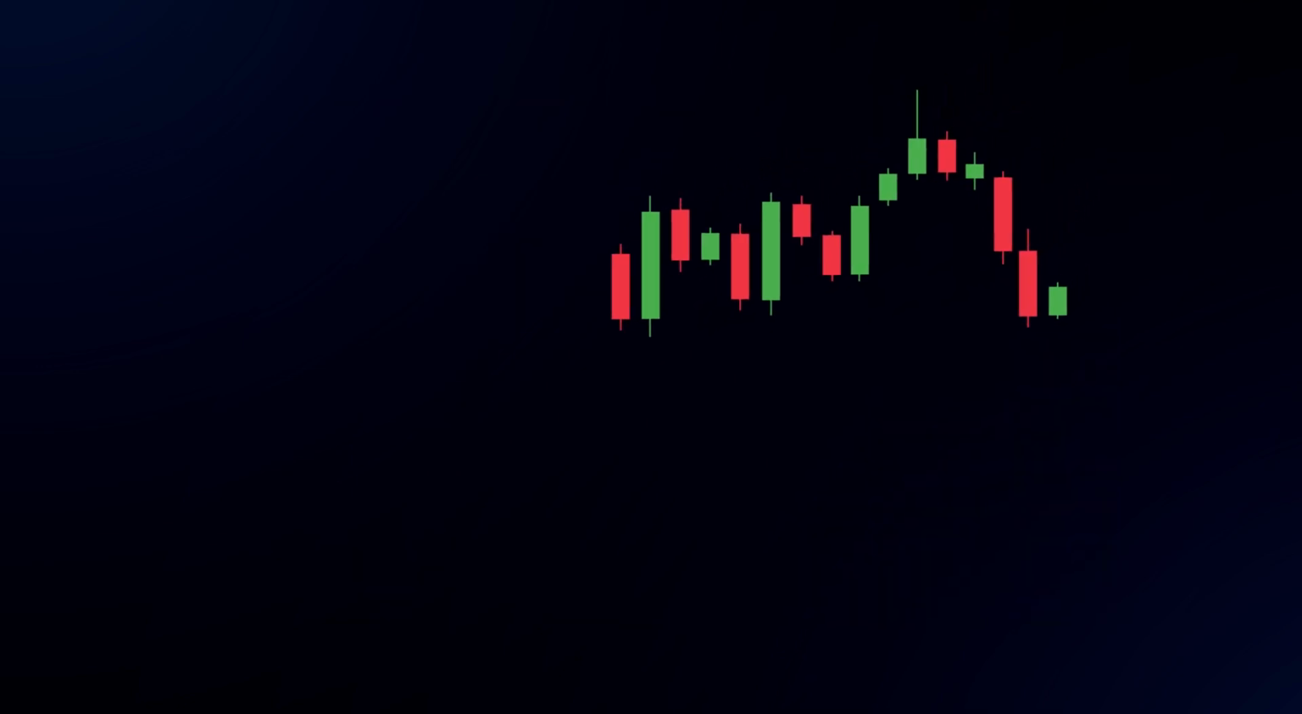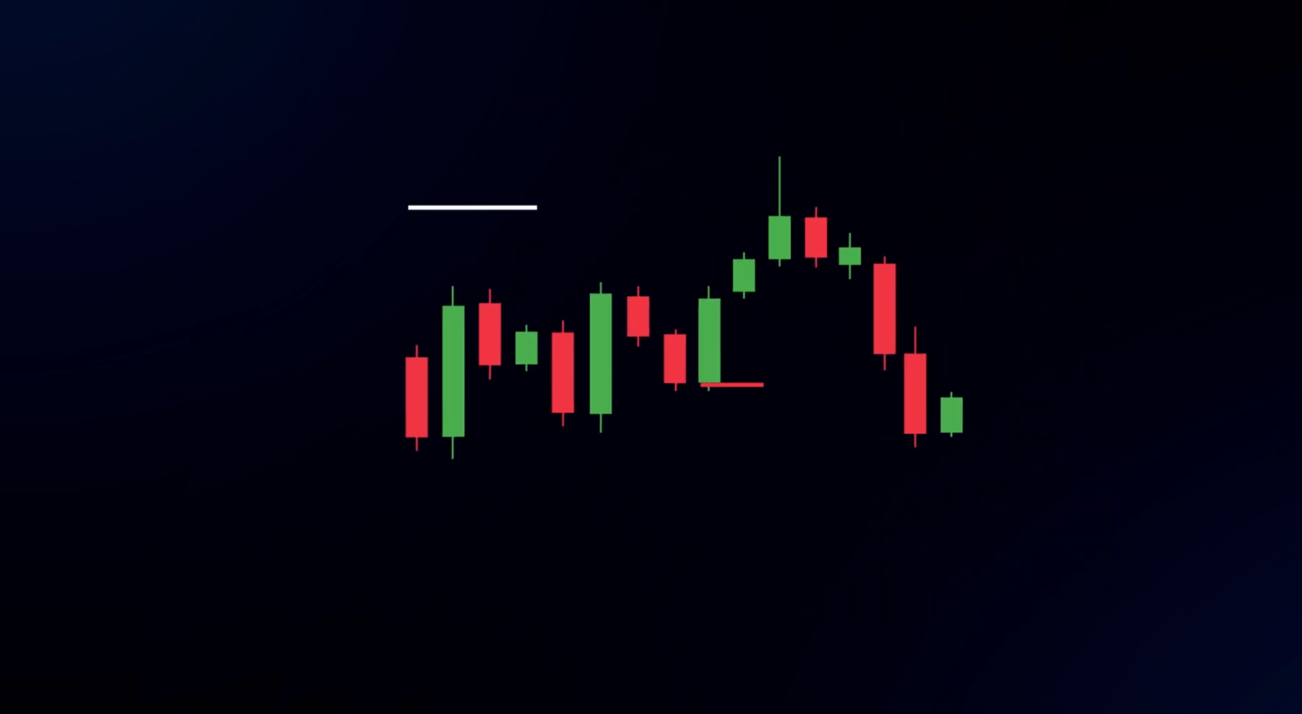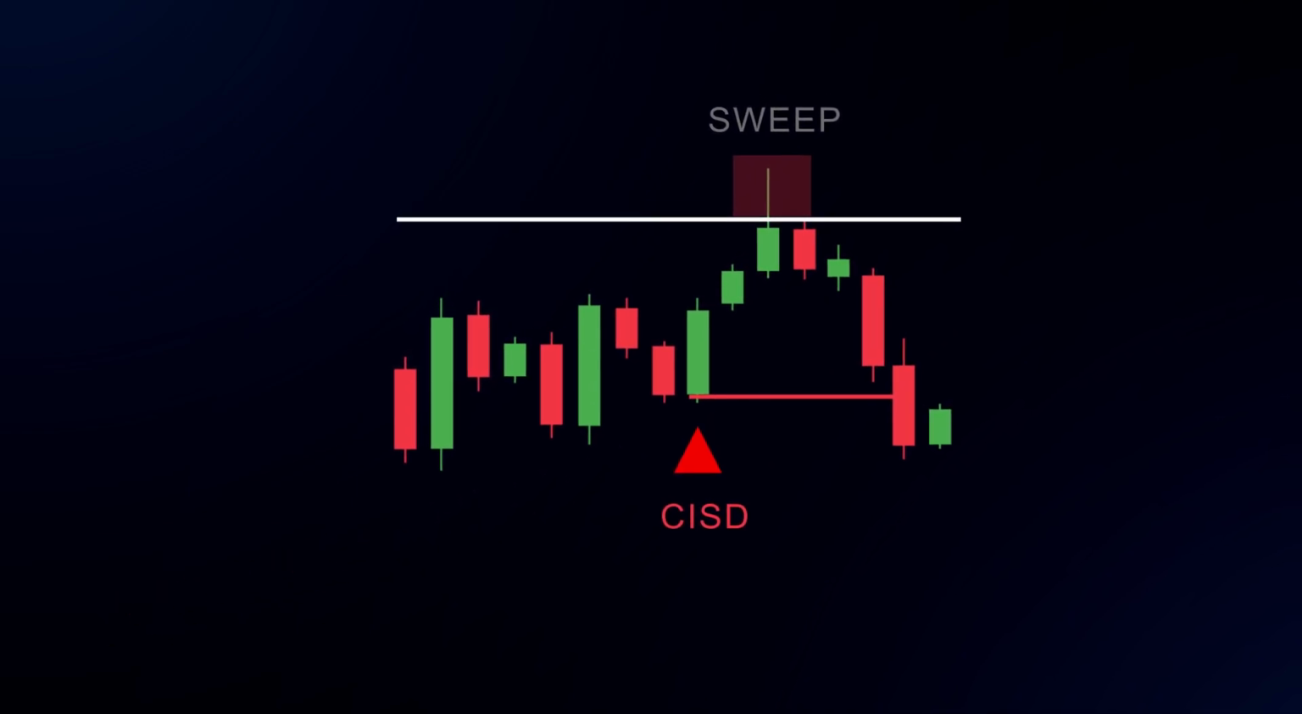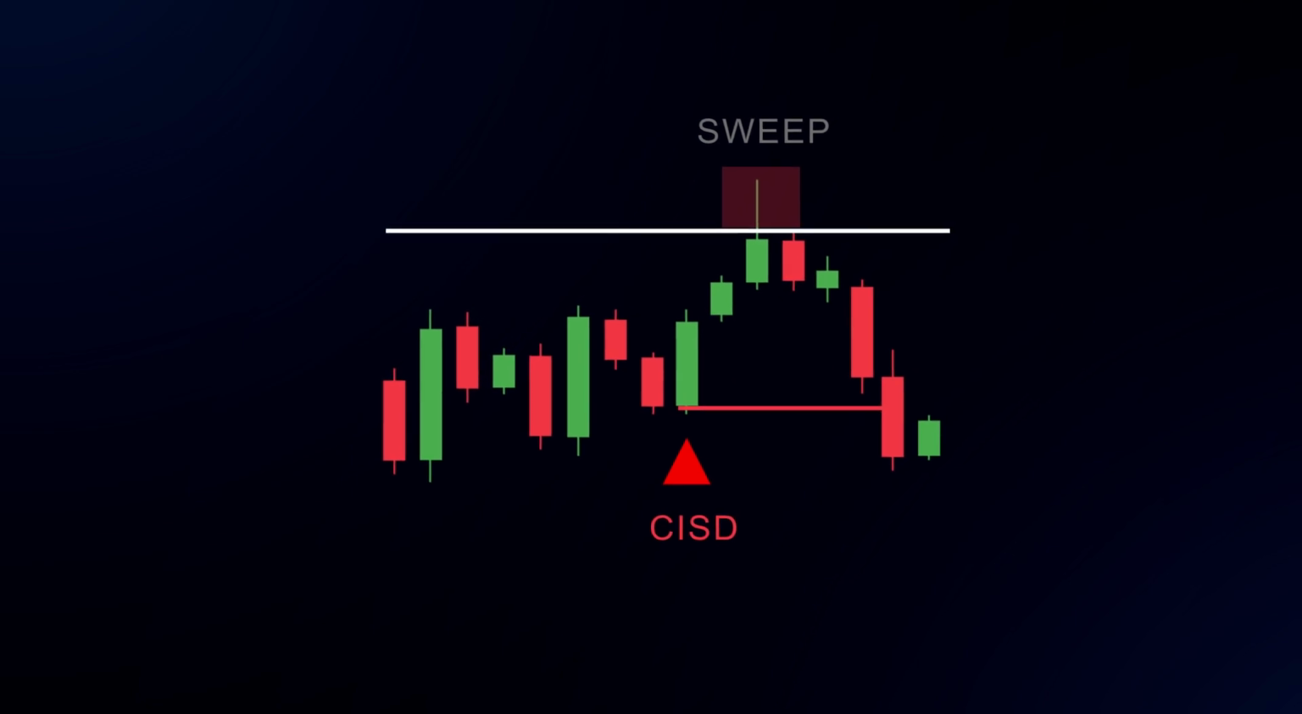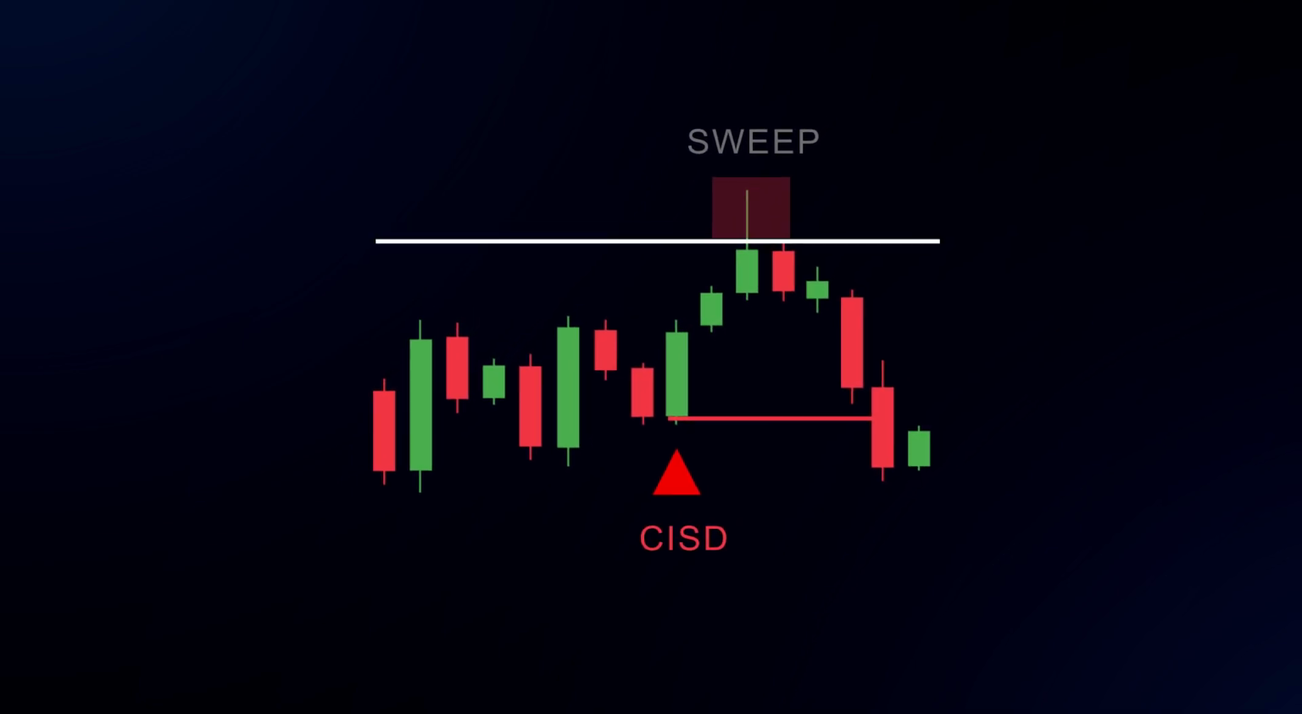The next piece of chart structure we're looking for is a change in state of delivery, or CISD, where the price pushes below the bullish leg that initiated the sweep. This signals the strengthening bearish momentum, which is exactly what we want for a short trade.